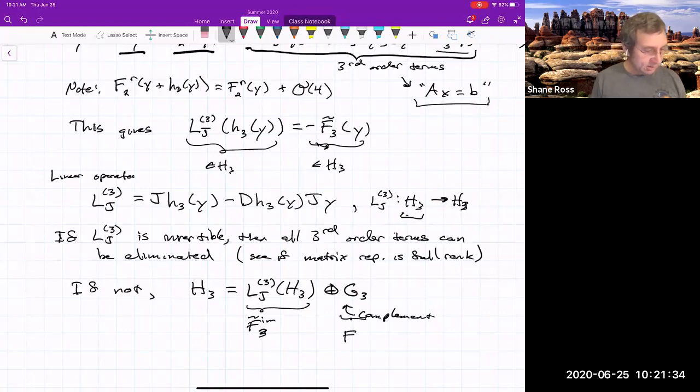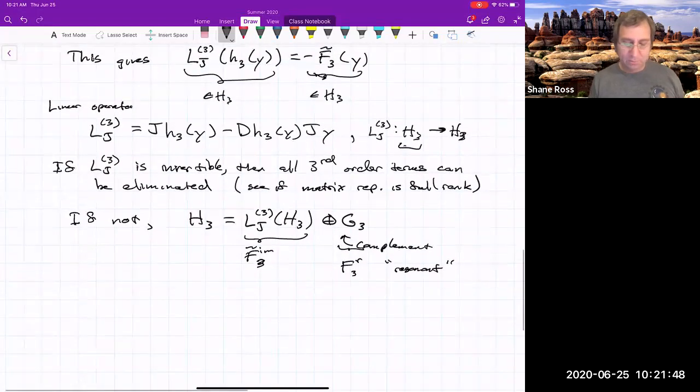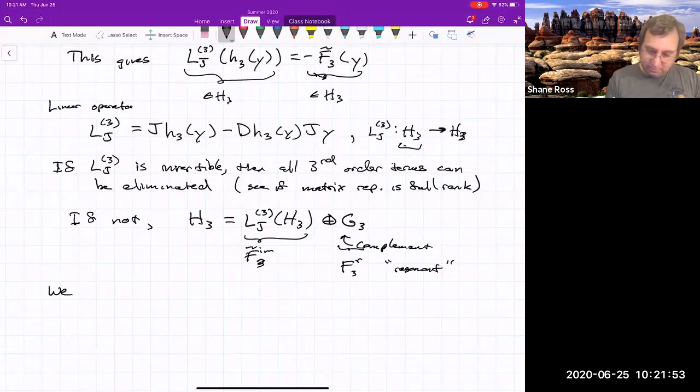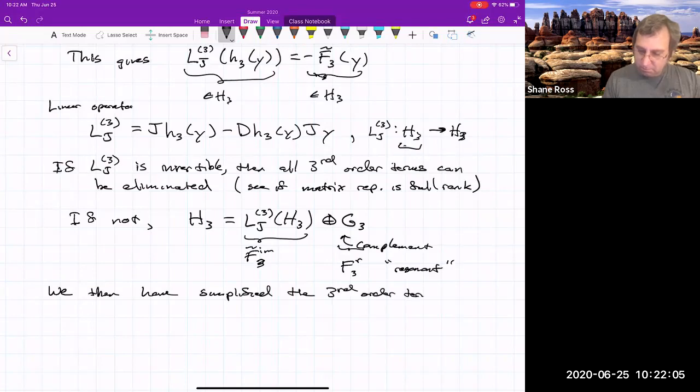And we'll just call it FR. The R stands for, for historical reasons I still don't quite get, resonant. IM stands for image. So that means that we've simplified the third order terms to just FR3.